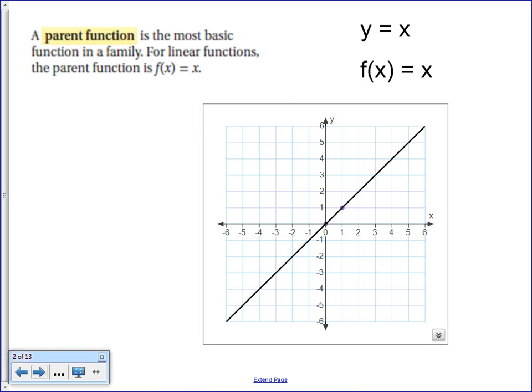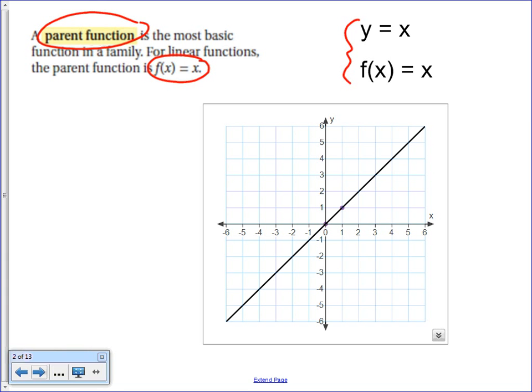A parent function is the most basic function in a family. In each function family, there's one parent. For linear equations, the parent function is f of x equals x. So this is one thing to remember: remember the term parent function, and remember f of x equals x or y equals x, as I have here. They both form the same graph.